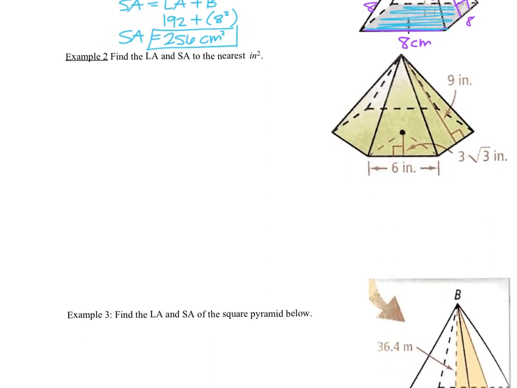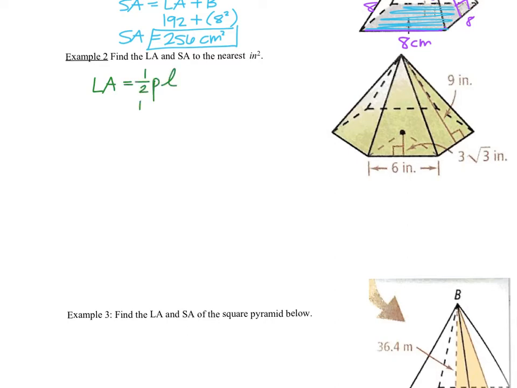All right, second example here. This one says find the lateral area and surface area to the nearest square inch. So we're not going to leave it in simplest radical or anything like that. We're just going to plug it in. This would be a hexagonal pyramid. So our formula, lateral area, is 1/2 PL.